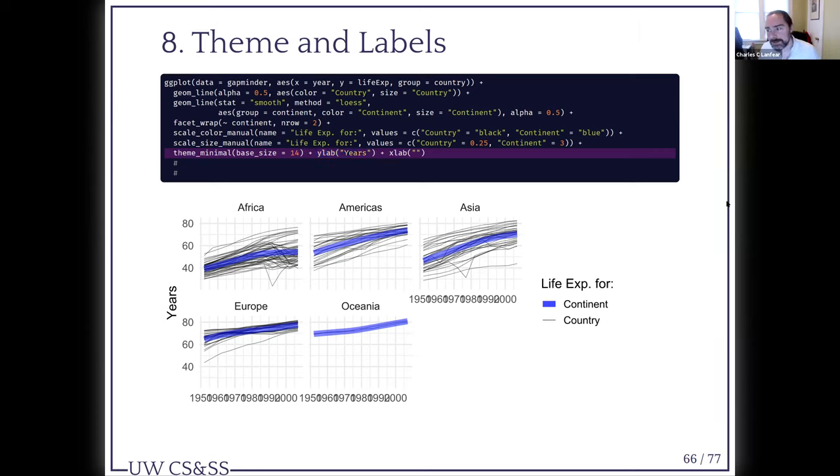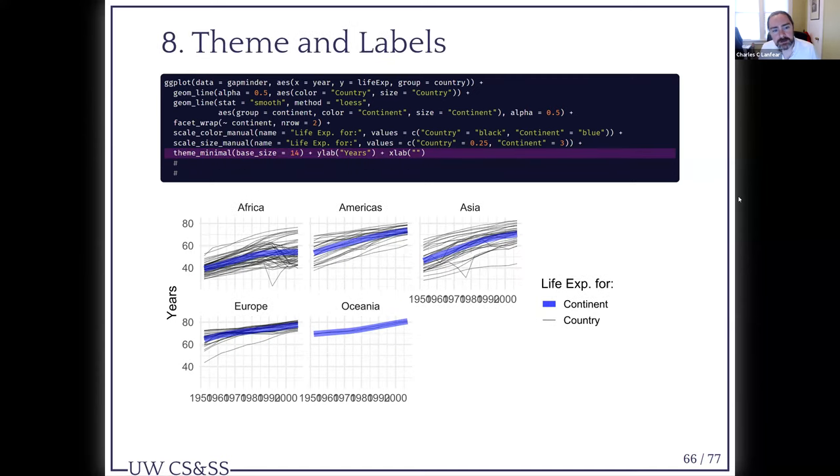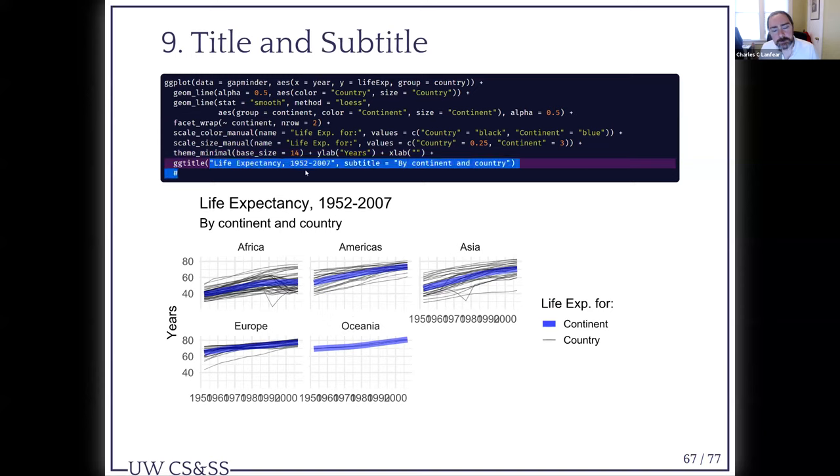Okay. So I do that. Next, I add a title up at the top. I say my ggtitle is life expectancy 1952 to 2007.